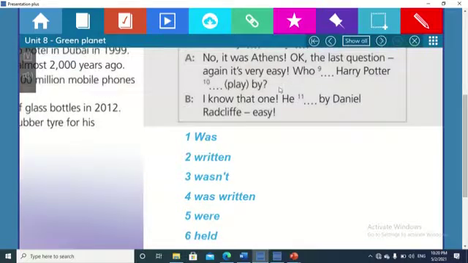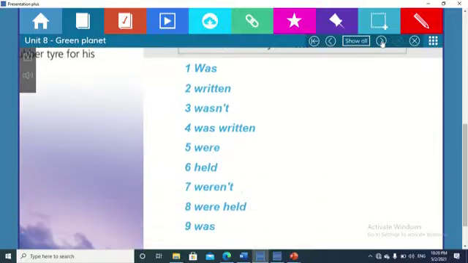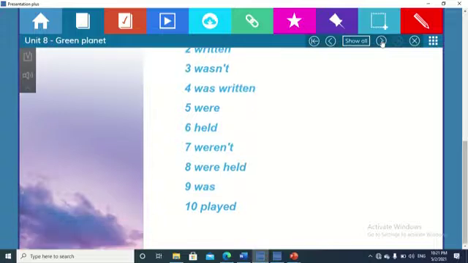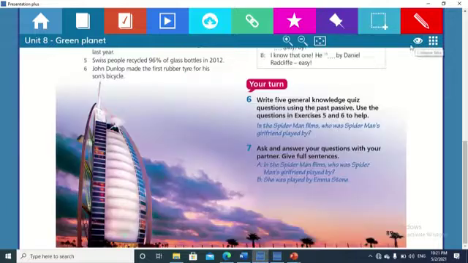What about 9, 10, who? Harry Potter. So I'm asking about a singular, so that's why was. And played. No, it wasn't played by Daniel Radcliffe. Here's a question about the singular. Okay. Of course, you can write general knowledge quiz questions using the past passive. So you are welcome to write any sentences of this kind, or make voice recordings.